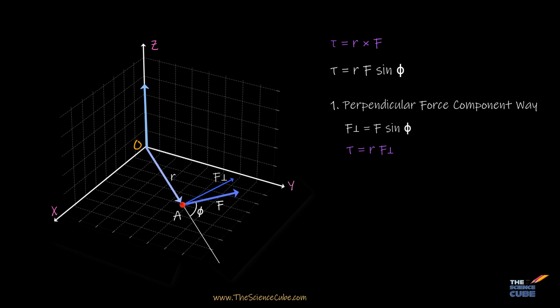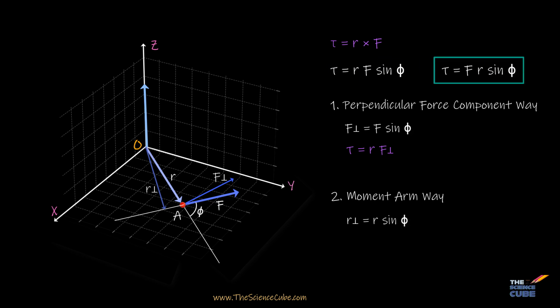The second way of interpreting or calculating torque is the moment arm way. So here we can see that this side, let us label it r perpendicular, is equal to r sine phi. And therefore, this time if you rearrange this equation like this, torque can also be written as r perpendicular times F. And often this quantity is referred to as the moment arm of F, or the perpendicular distance between O and the line of action of F, or the shortest distance from the fixed point O to the line of action of the force F.